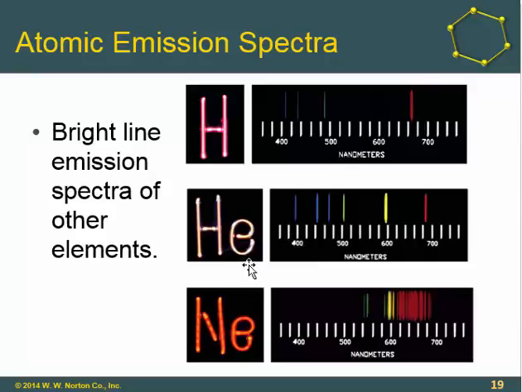Helium, on the other hand, if we heat it up and put it through a prism, will show a different emission spectrum with colors at different wavelengths. And here is the emission spectrum of neon. Astronomers first used this type of signature to determine what elements were actually in stars.